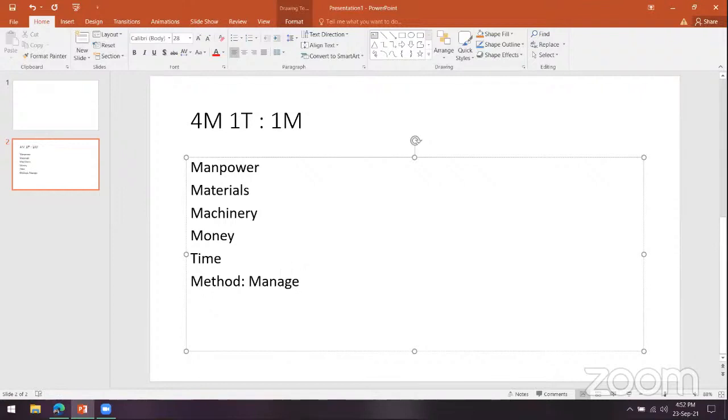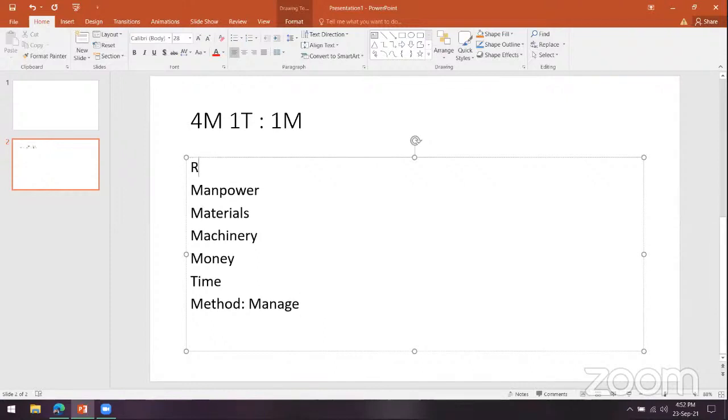Now, some of you might be thinking, okay, sir, why do you want to share these resources with us? Well, if you're able to manage them, they become positive resources for you, or else they can become a constraint for you.